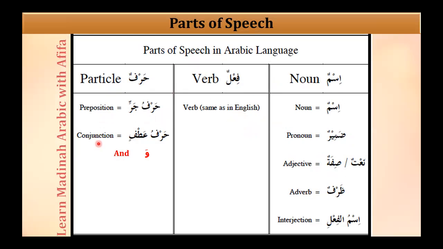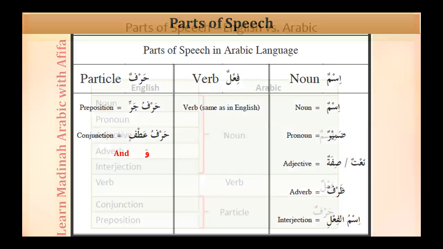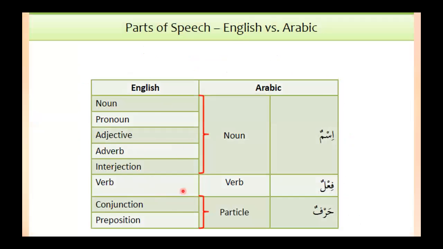Prepositions and conjunctions will be in future lessons, but for now, it's good to know this wa, because it shows up in the Quran a lot. It means and, it's a conjunction, and it's an example of a particle. Again, a chart to show you the same information that we've already talked about.